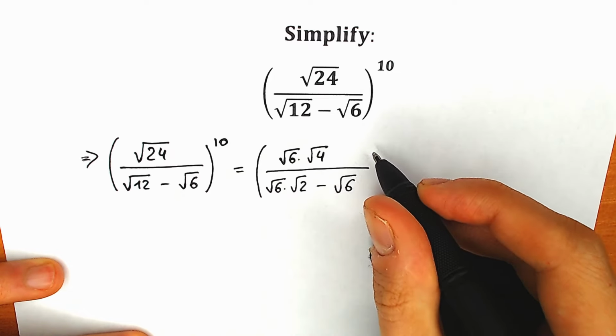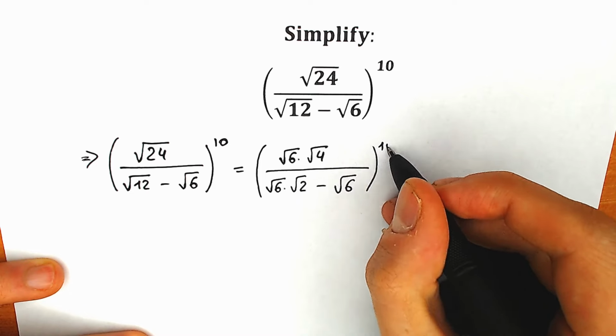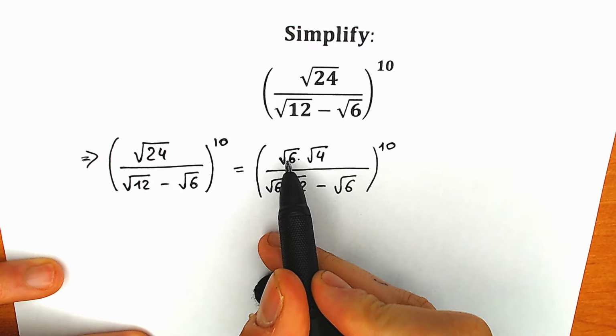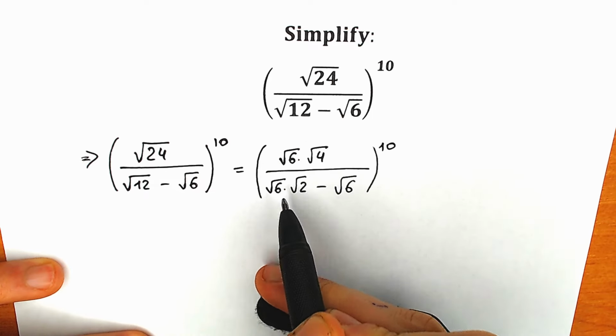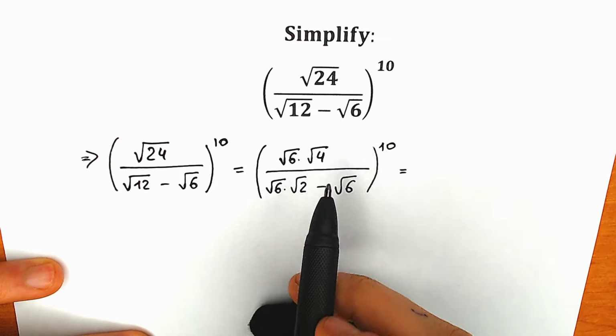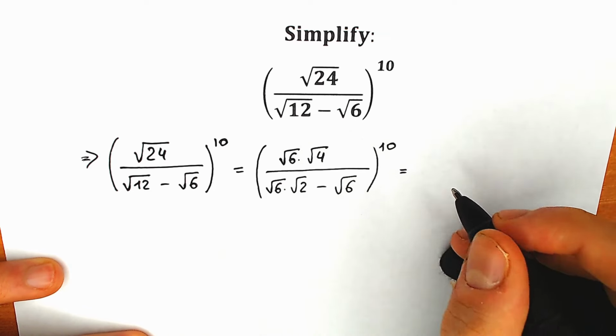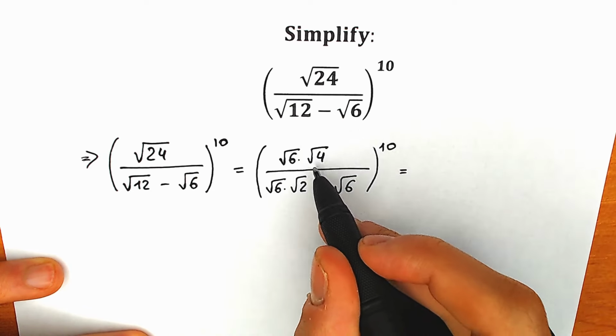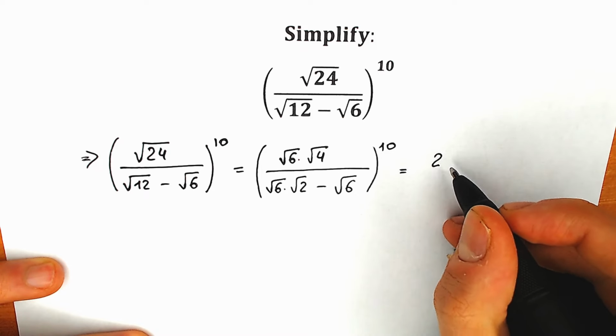And right now let's look closely. How does our expression look? We have the same square root of 6 and the same square root of 6 in our denominator, so maybe we can factor this square root of 6. But first of all, square root of 4 equals 2, so instead of square root of 6 times square root of 4, we can write 2 square root of 6.